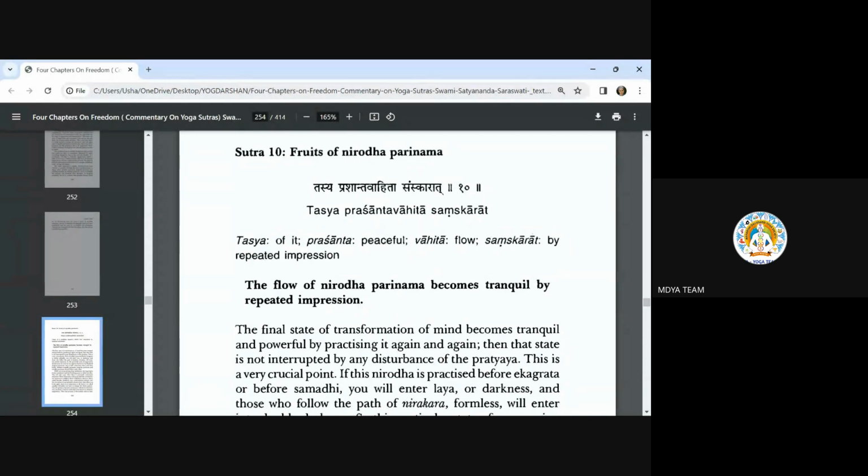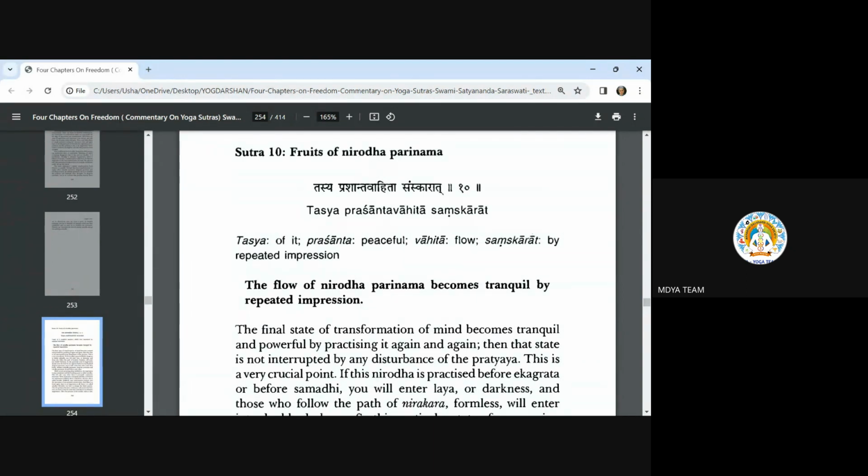Now, in the next sutra, Sage Patanjali is saying that when that Kshana becomes prolonged in relation with time, then it creates a Prashanta Vahita, a very peaceful flow of that Nirodha Samskara. We've seen that the Nirodha Samskara was just for a moment in the previous sutra. Now, in this sutra, what happens when it deepens? The Sanyama aspect deepens further. When the practice goes deeper, it becomes like a peaceful flow. There is a continuity. It doesn't break quite often.